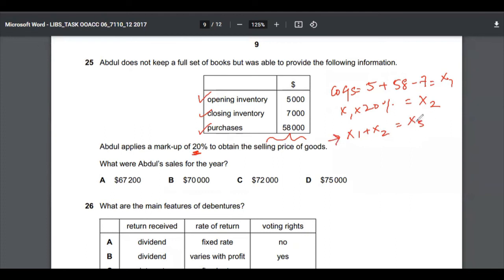But for the sake of telling you the correct answer, the answer to multiple choice 25 should be $67,200. So this X3 should come out as $67,200, right? So the answer to multiple choice 25 is option A.